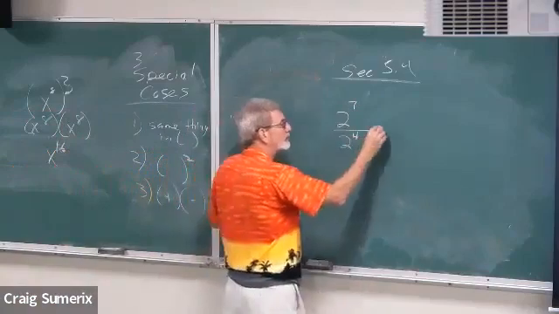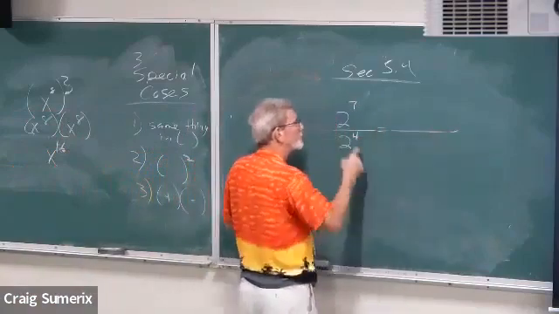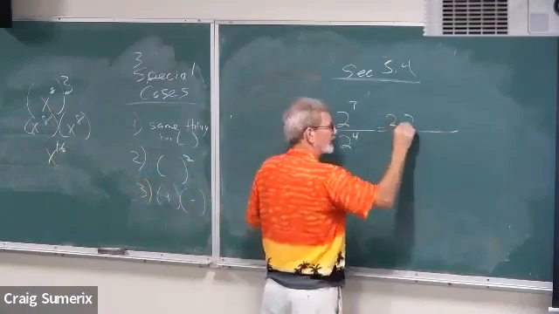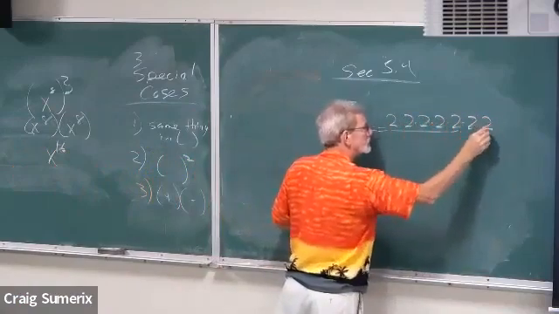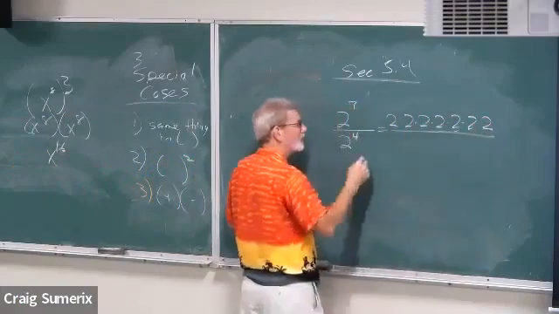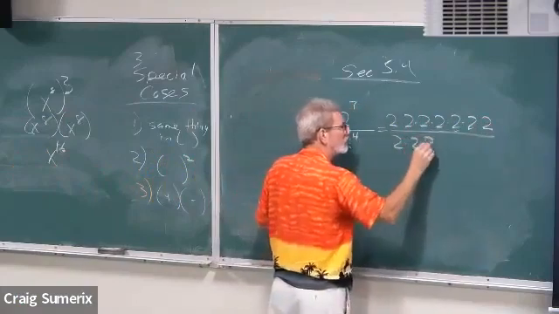What does 2 to the 7th mean? 2 times 2. Yeah, you got 7 2s, right? 1, 2, 3, 4, 5, 6, 7. And 2 to the 4th means I got 4 of them.